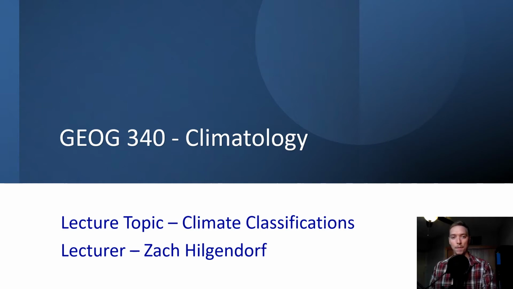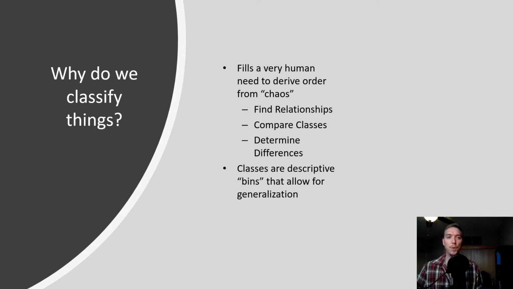Let's dive into it. So why do we classify things? Well, on a very basic level, it fills a very human need to derive order from chaos, let's say. So it lets us find relationships, compare different classes, or determine differences between things that we have to generalize in order to compare. And that's what classes do. They're descriptive bins that allow us to generalize between two places.